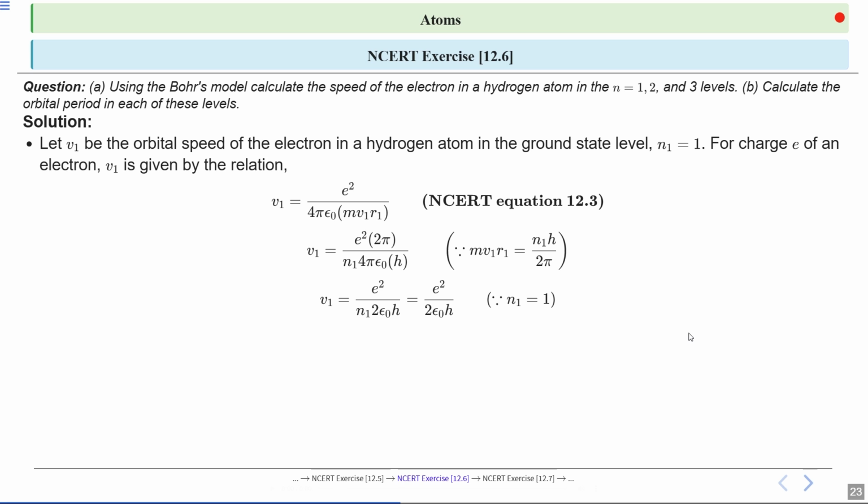Simplifying further, we see that v1 equals e squared divided by n1 times 2 epsilon naught h. For the ground state, n1 is 1, so the formula becomes v1 equals e squared divided by 2 epsilon naught h. This tells us that as n increases, the speed decreases, since n is in the denominator. We will use this formula to calculate the speed for n equal to 1, 2 and 3.